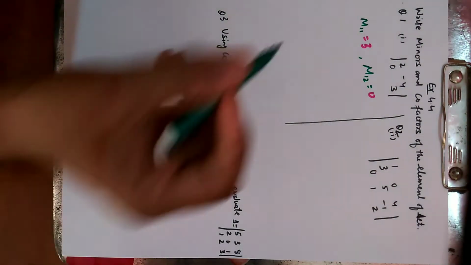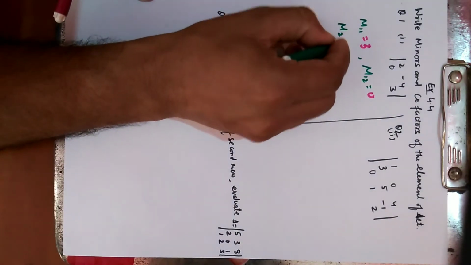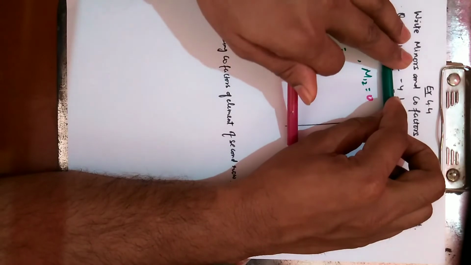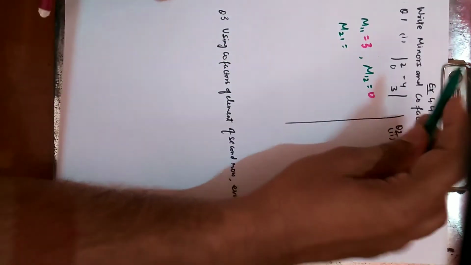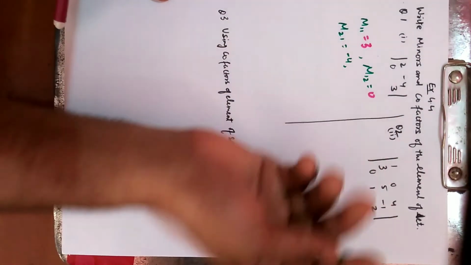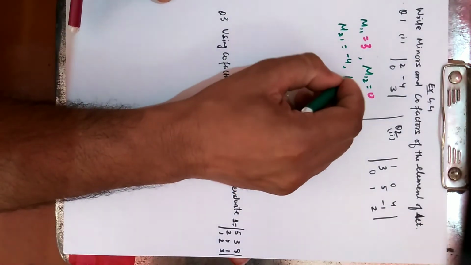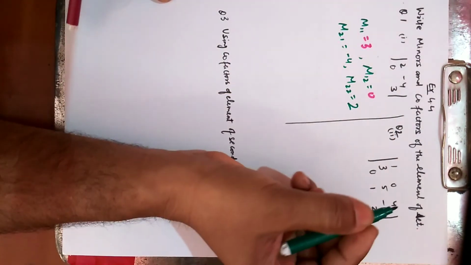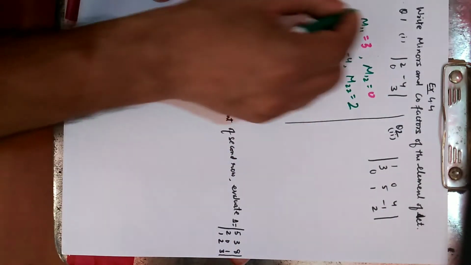Now this is M21. For M21 you hide this way, and you can see this minus 4. So this minus 4 is your answer. M22 will be this 2. So these are the minors.